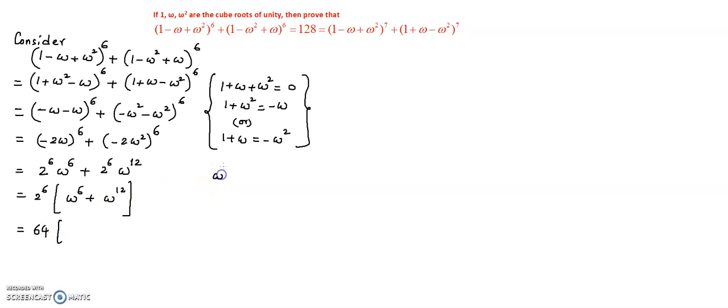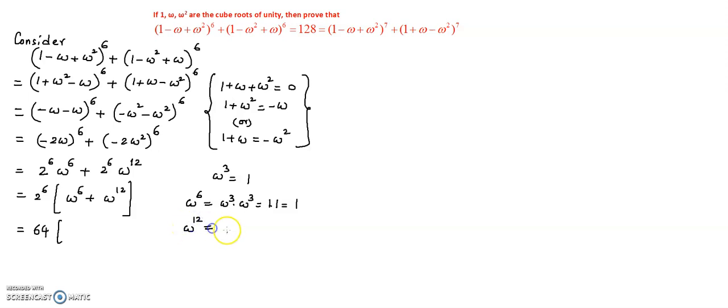Remember, we have product of cube roots of unity. Omega cube is equal to 1. So any power of omega can be written in terms of omega power 3. So omega power 6 we can write as omega power 3 into omega power 3, that is 1 into 1 equals 1. Okay, so we have omega power 12 now.